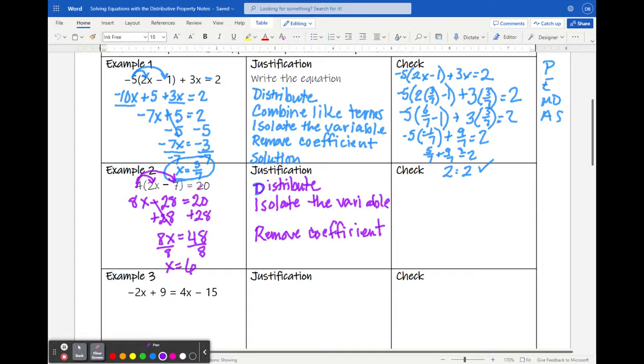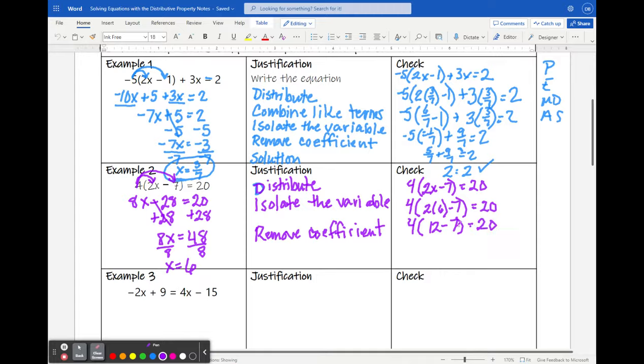When I check, go back to that original equation, 4 times the difference of 2x and 7 equals 20. Every time I see x, I'm going to put 6. 4 times 2 times 6 minus 7 equals 20. Again, I'm following that order of operations. Parentheses comes first. So 4 times 12 minus 7 equals 20.